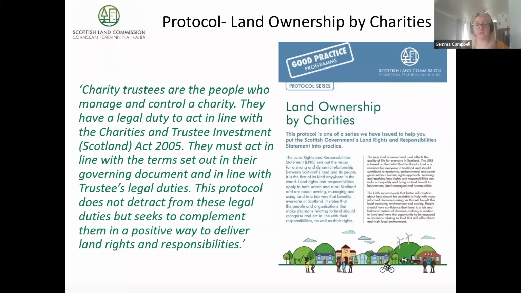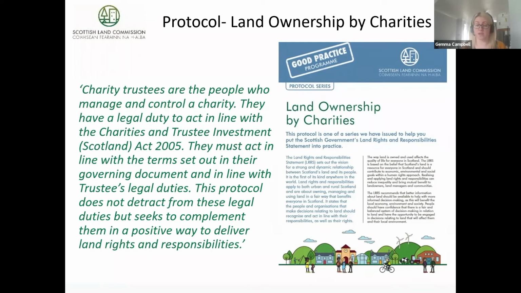Now, obviously, there's legislation in this case as well, the Charities and Trustee Investment Scotland Act 2005, and there is a regulator in the sector. Helen's already mentioned that Oscar helped us out with the development of this protocol, so I think we might have a few folk from Oscar on the webinar, and just to say thank you very much to them for all of their feedback and support. It was really helpful working with them, and it was really valuable input.